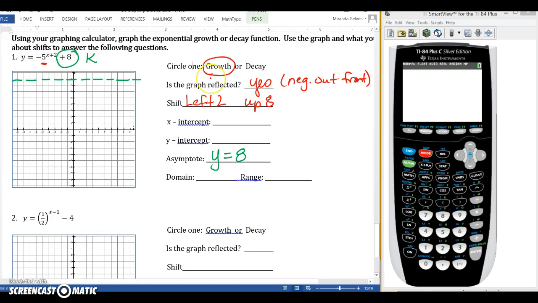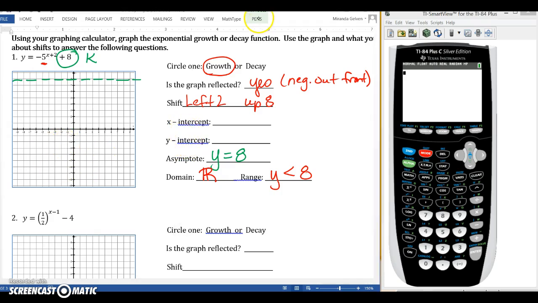So we should know our domain. Our domain is all real numbers. And we're either going to be above or below that electric fence. And since there is a reflection, that means we're going to be below it. So y would be less than 8. All of the things that I just did should be able to be done without a calculator, by just looking at the function. Now, how do we find the x-intercept, y-intercept, and get that final product?